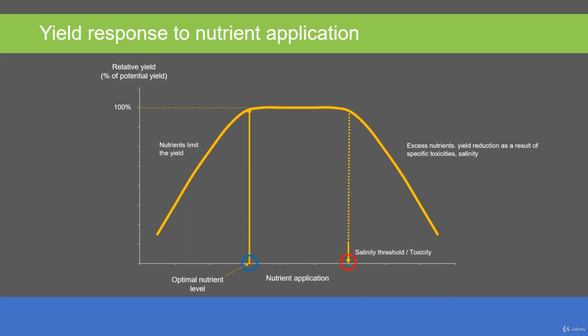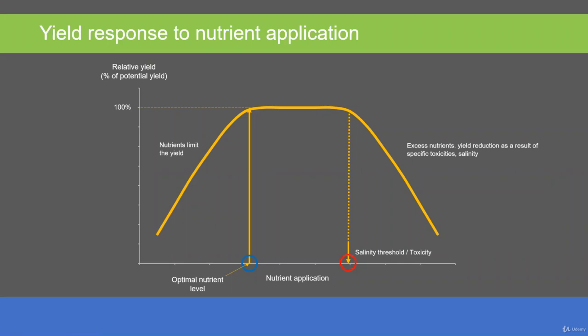certain elements, or salinity. If we do not consider the cost of the nutrients, or when there is no economical consideration, this is the optimal nutrient level that brings us to the maximum potential yield. And that's only if there are no other limiting factors.